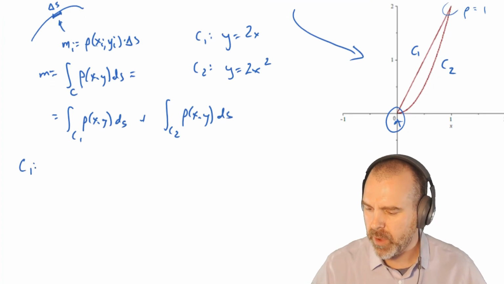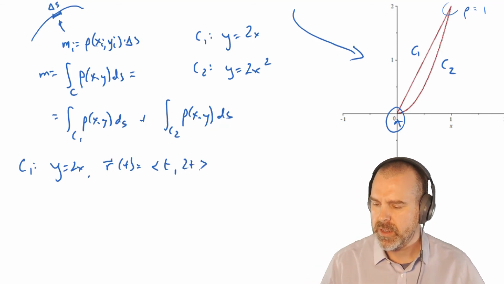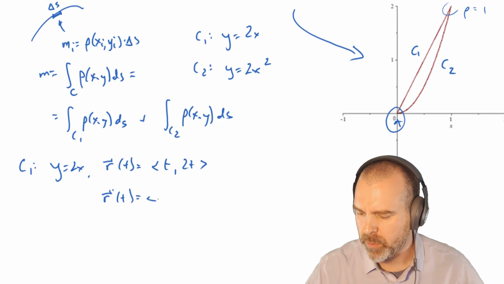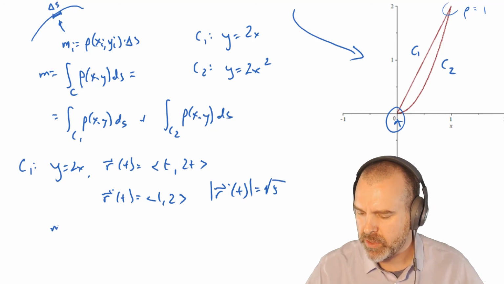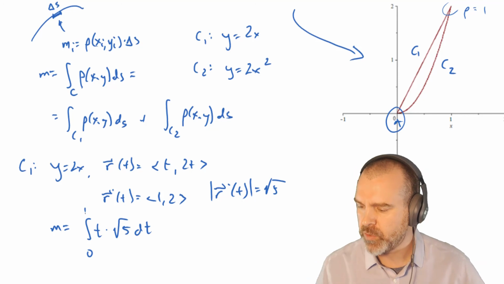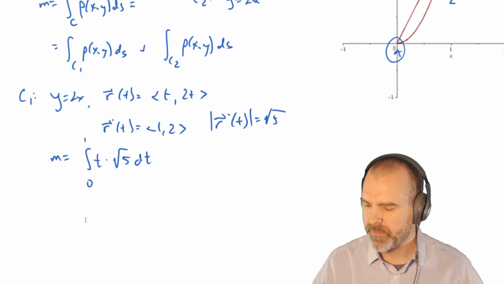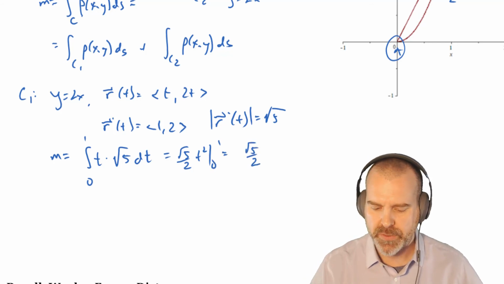So let's look at C1. We have y is equal to 2x. So let's do our parametric equation, and we'll just have t and 2t. And so r prime will be 1, 2. The magnitude of r prime will be the square root of 5. And so the mass will be the integral of, oh, I have to have my function. My function is just x. So that'll just be t times the square root of 5 dt. And again, this one goes from 0 to 1. So that's square root of 5 halves t squared from 0 to 1. So that's square root of 5 halves for that one.